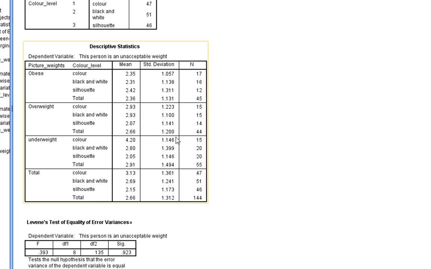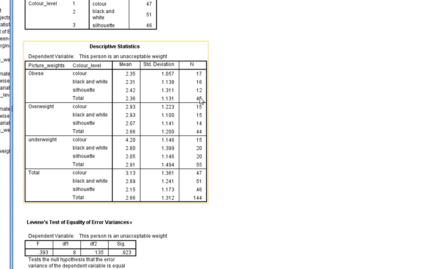The next thing that we see is our descriptive statistics table, and this gives us all possible descriptive statistics for this data. So when pictures are obese, this is the mean and standard deviation for the coloured pictures, obese black and white pictures, obese silhouette pictures, and these are the number of people in each of the sub conditions as well. So you've got 12 people who are exposed to obese silhouettes, 16 people exposed to obese black and white, 17 people exposed to obese colour pictures. Then it repeats over for overweight, underweight and so on.